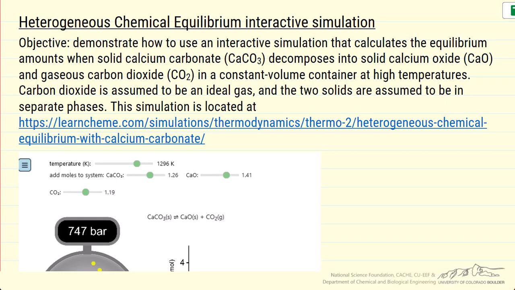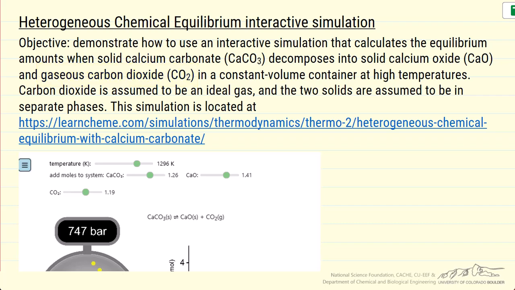I'll briefly demonstrate how to use an interactive simulation that calculates equilibrium amounts where we have a heterogeneous reaction. So it's a solid, calcium carbonate. When it decomposes, it forms solid calcium oxide, which is in a separate phase. This is important for doing the calculation. We assume calcium carbonate and calcium oxide are two separate solids. And when calcium carbonate decomposes, we get CO2 gas.